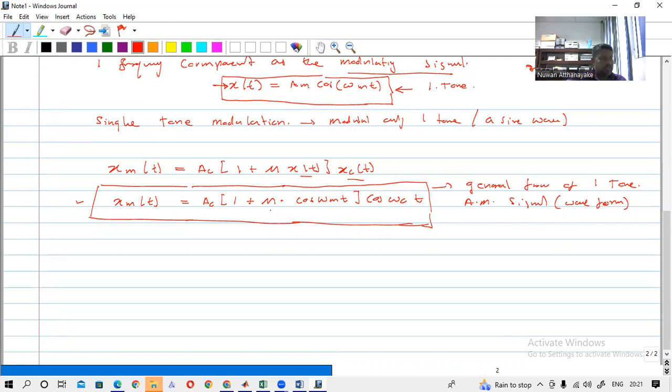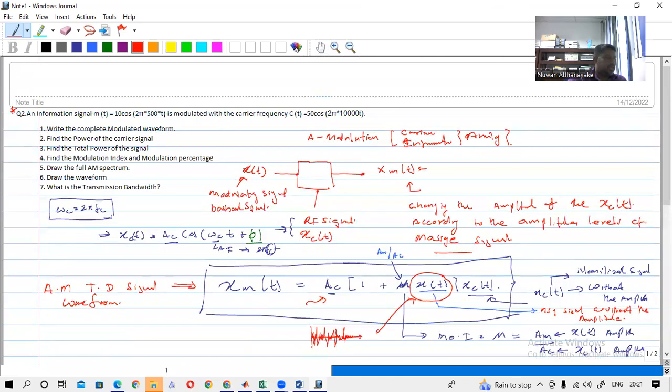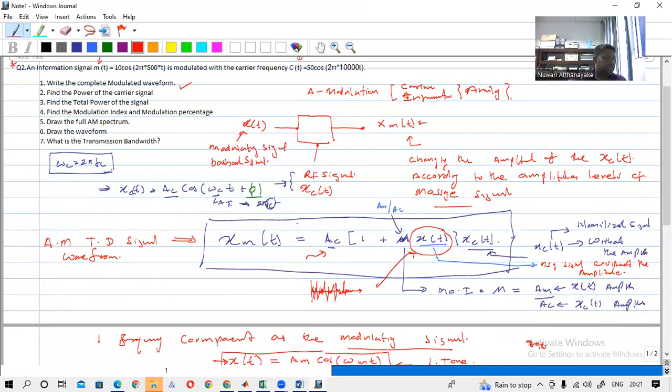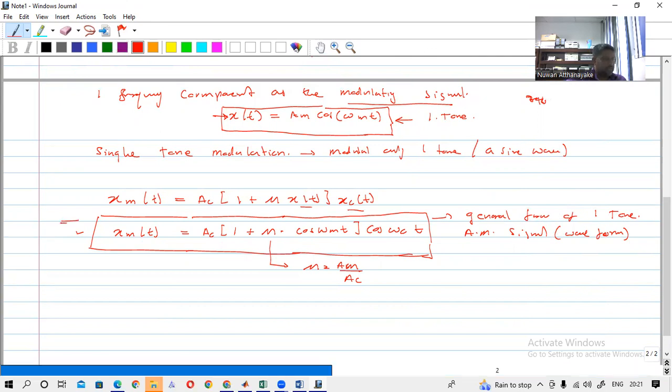Okay, so you know that mu is equal to Am divided by Ac. So this is the general form. Now I think you can do this one. Type the completed waveform. The only thing you have to do is apply this: mt is the xt actually, and ct is xct. So you have to type them here. I'm not going to type them now, so you can simply do that. That is all.